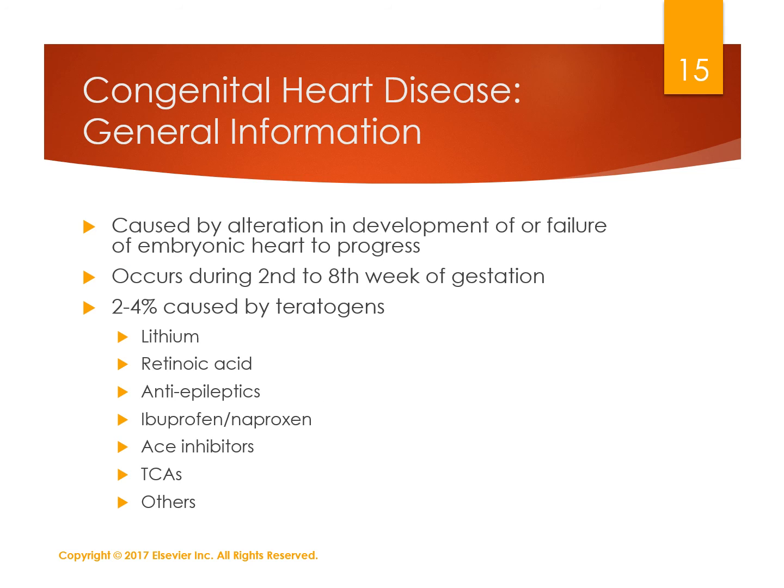Congenital heart disease, as far as general information, is caused by an alteration in the development of, or failure of, the embryonic heart to progress. Usually these occur in the 2nd to 8th week of gestation, so that's why we usually check more thoroughly at the 20-week anatomy scan, because by then we would be able to see pretty well. 2 to 4% of these are caused by teratogens: lithium, retinoic acid, anti-epileptics, ibuprofen and naproxen, ACE inhibitors, tricyclic antidepressants. So with any teratogen, heart and brain development are the biggest things we're worried about.